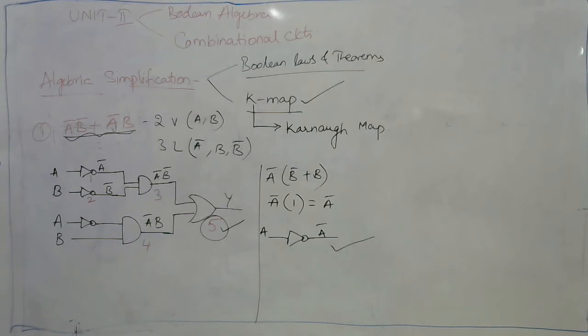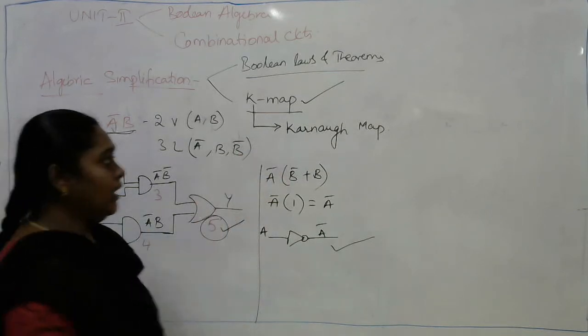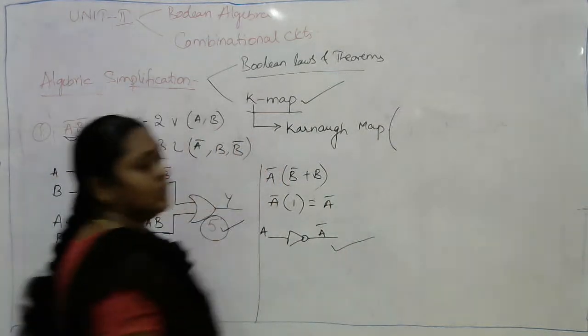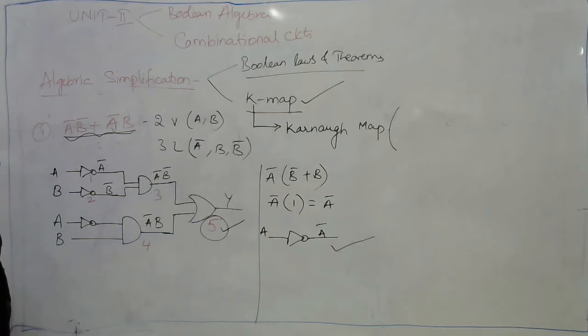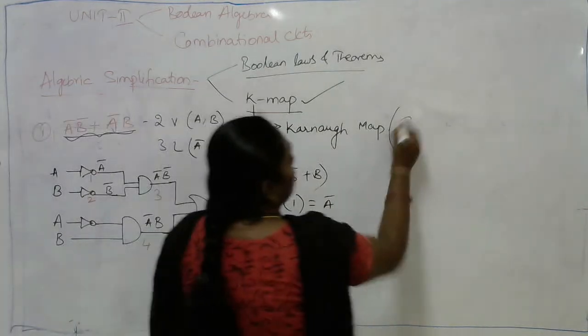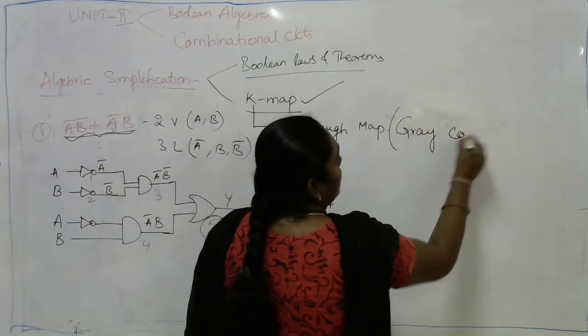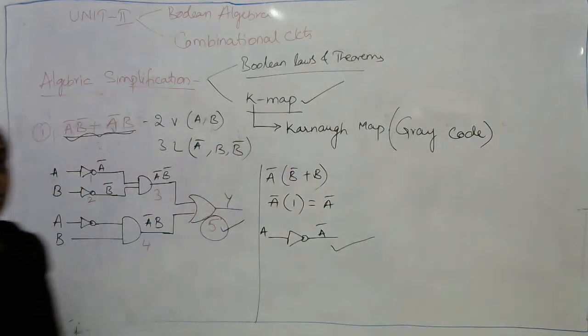But if we want to reduce the Boolean expression without using the laws and theorems, the concept we use is the Karnaugh map. As we have seen in the classification of codes, there are different types of codes. One is weighted code and the other is non-weighted code. Under the weighted code, we have binary as well as BCD. Under the non-weighted code, we have gray code and XS3 code. In a Karnaugh map, we use the gray code to simplify our expression. So the K-map uses the type of code which is nothing but gray code.